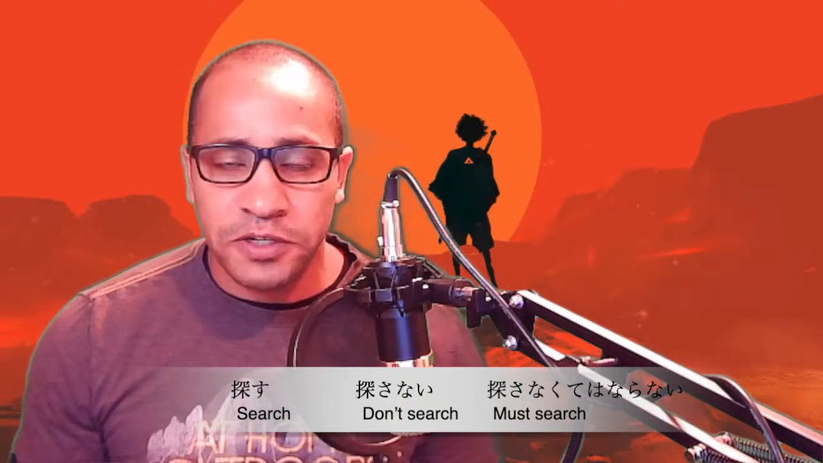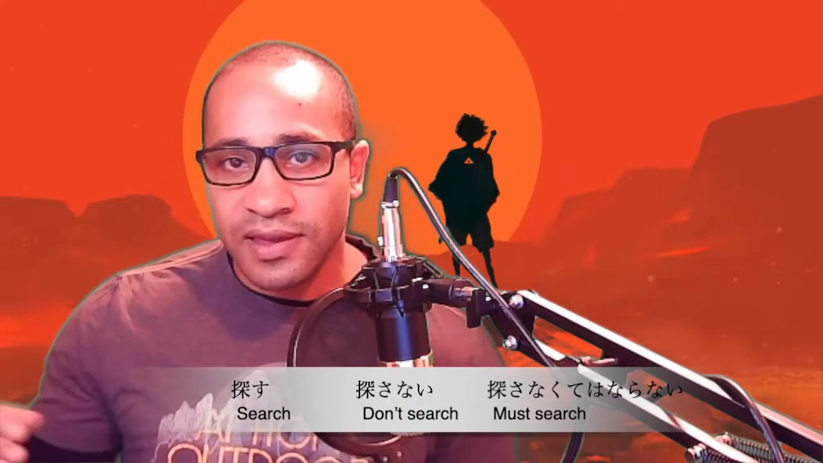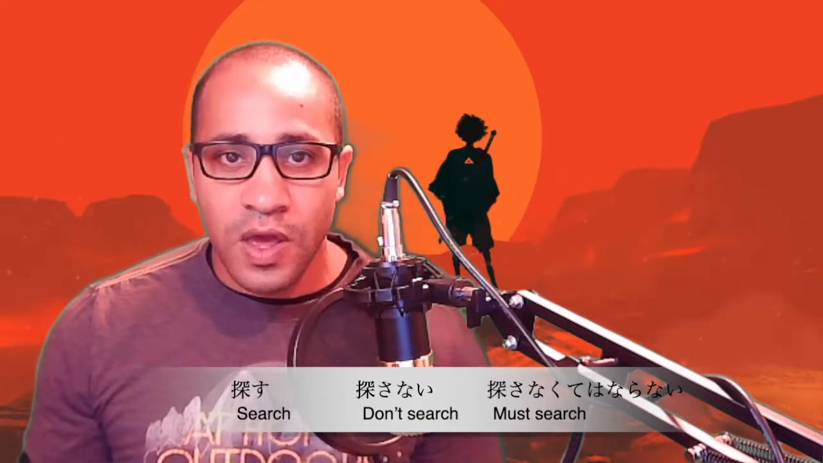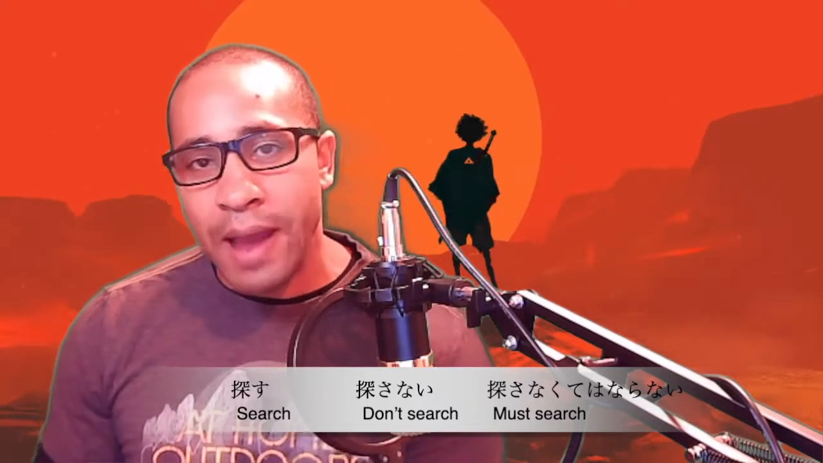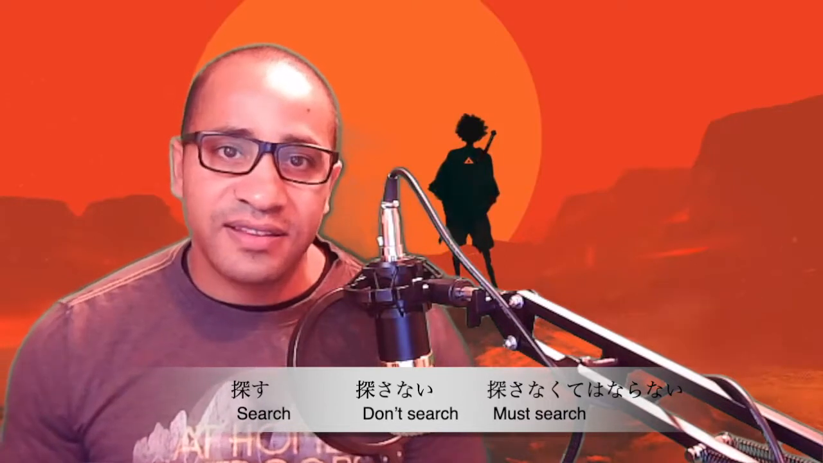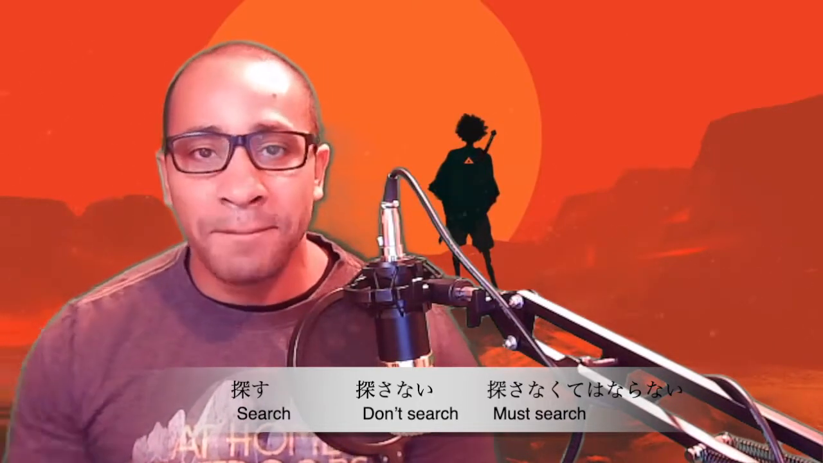Let's take this example. For the first example, we will go through the process together. We'll break it down into its three steps and get the ultimate outcome of must verb. Real simply, we'll take the dictionary form of the word, let's use sagasu, which means to search. We'll turn it into its nai form, which with sagasu becomes sagasanai. Then we'll stick it together with the grammar pattern and we get sagasanakute wa naranai, which means must search. So now that we know how to construct this grammar pattern, let's try to practice it.